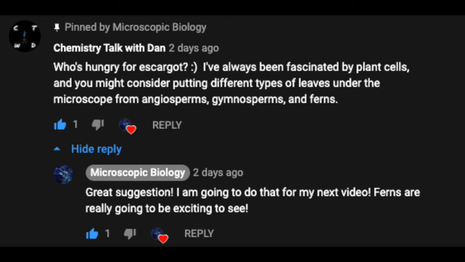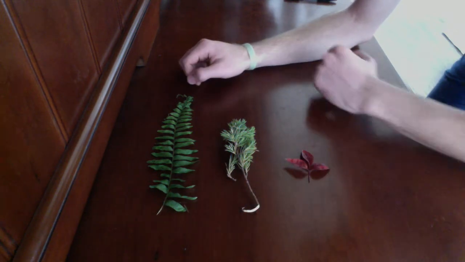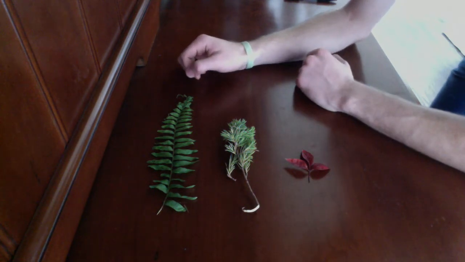So, let's get to it. Before we look at the Angiosperms, Gymnosperms, and Ferns under the microscope, let's learn a little more about what these classifications are and the characteristics of these classifications.